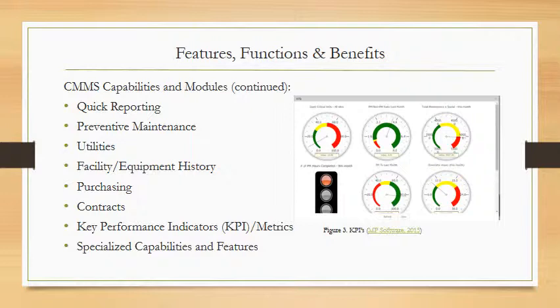Utilities module contains detailed information on utilities consumption, distribution, use metering, allocation to users, and cost may also be included. The facility equipment history module provides maintenance histories for both facilities and individual pieces of equipment. It would contain summaries of preventive maintenance, repairs, rehabilitation, modifications, construction, additions, and other work affecting the configuration or the condition of these items.